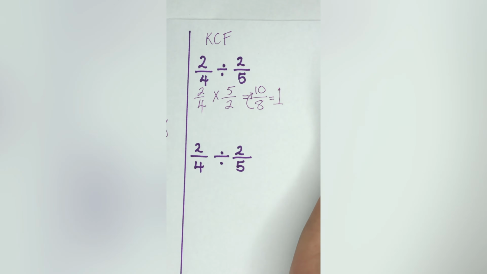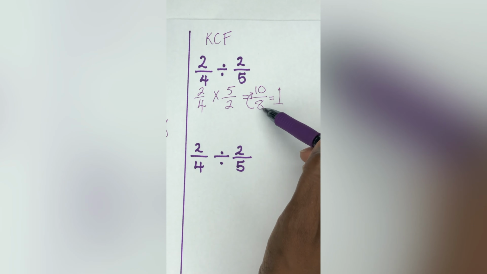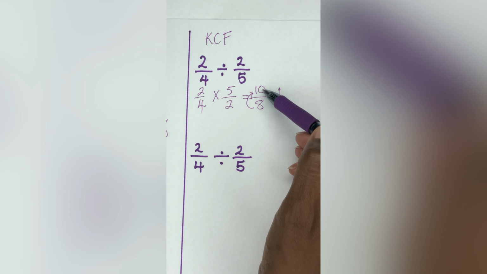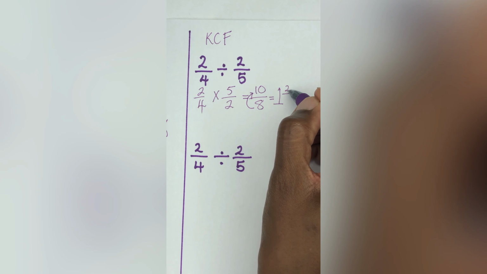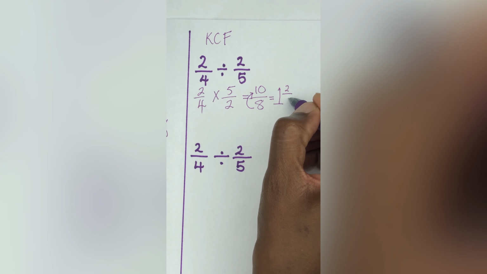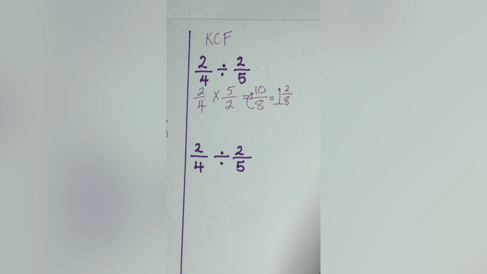And then what's left over? What's your remainder? So 1 times 8 is 8. How far are we away from 10? We are 2 away from 10. So that becomes 2, which is your remainder. That serves as the numerator up there. And then your 8 is repeated as the denominator.